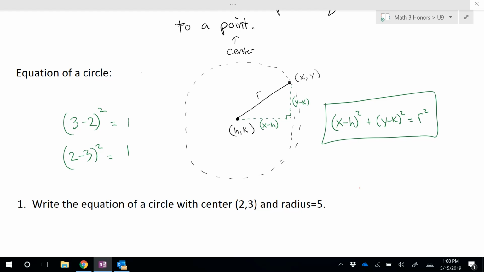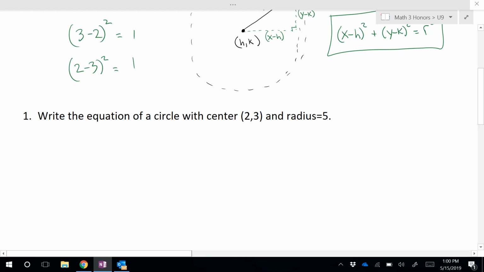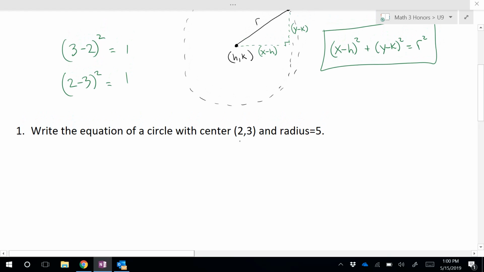You try it out, okay? So let's try this now, okay? We have a center at (2, 3), a radius of 5. Okay, here's our equation, or a general form of the equation. So what would I write? (x minus 2) squared plus (y minus 3) squared equals 5 squared. And there's your equation of the circle.